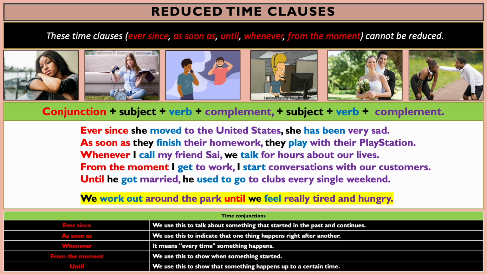And until he got married, he used to go to clubs every single weekend. Until is used to indicate when an action stops happening. For this case, this person used to go to clubs every single weekend. Every weekend, this person would go to clubs. But this action stopped. When? When this person got married. So we use until to indicate when an action stops happening.